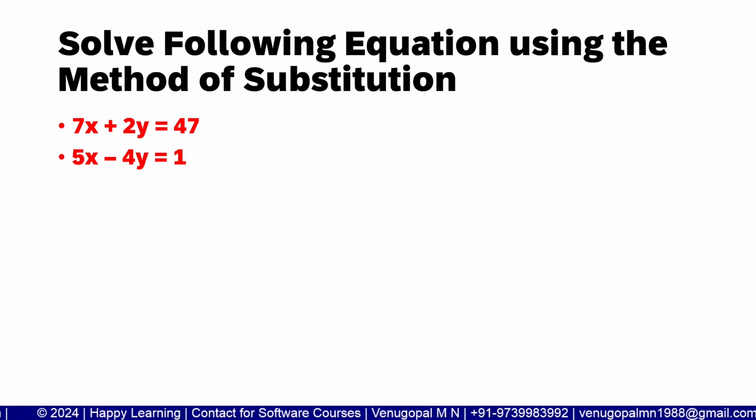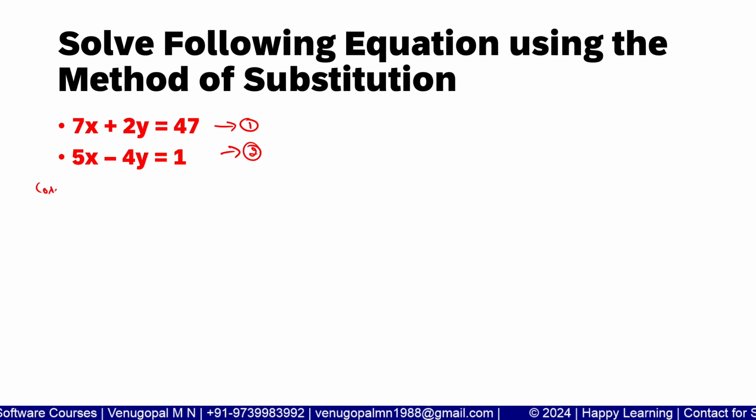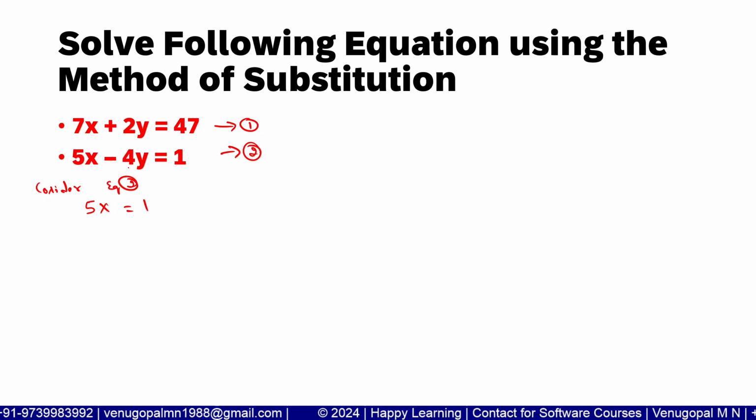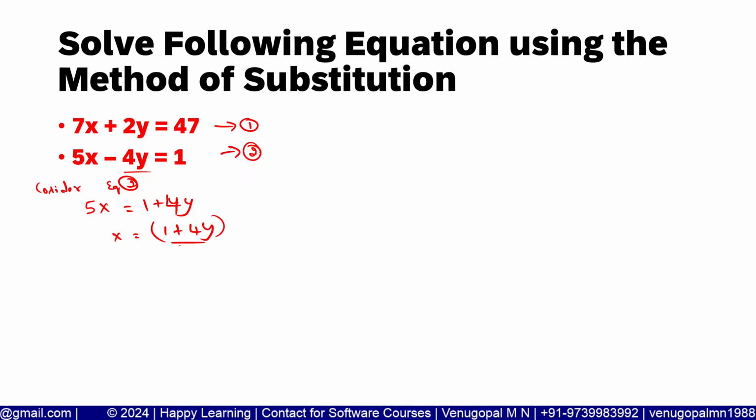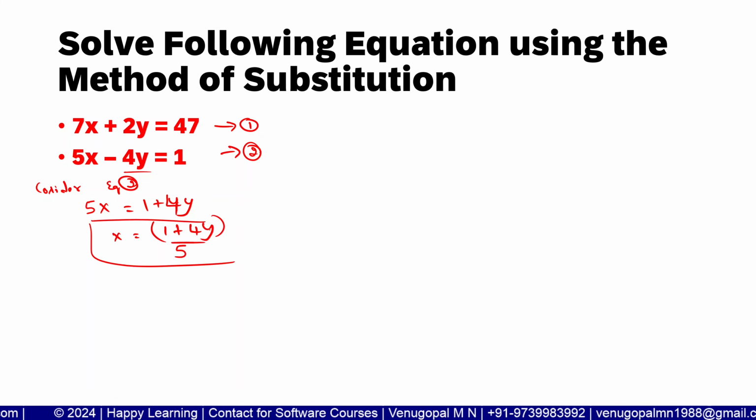So let us consider another example. 7x plus 2y is equal to 47 and 5x minus 4y is equal to 1. We can call these two formulas equation 1 and equation 2, correct? Now consider equation 2. So we can write 5x is equal to 1, the minus 4y becomes plus 4y, correct? And x is equal to (1 plus 4y) divided by 5, correct? So we found out the value of x.